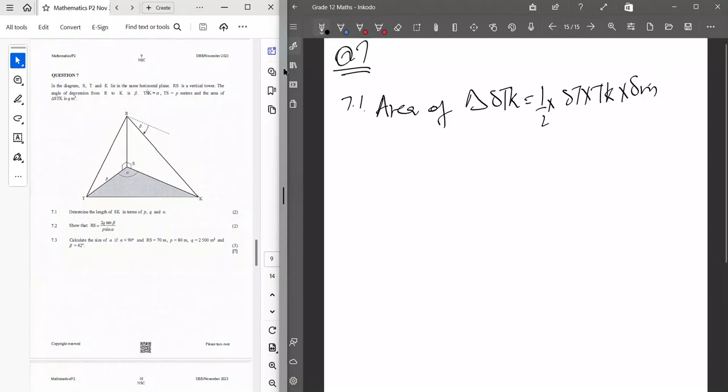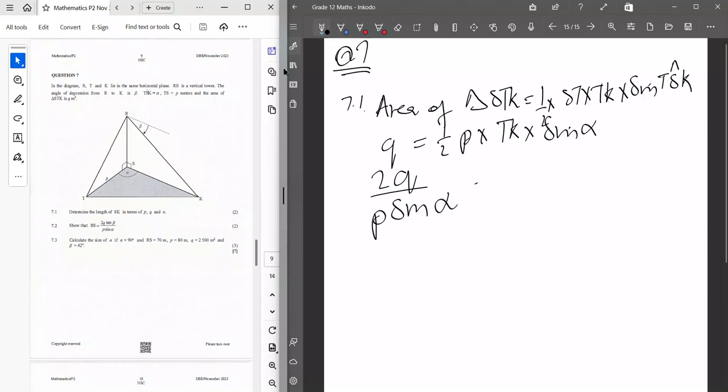Sine angle TSK. So what is the area of triangle STK? They said it is Q square meters. What is side ST? It is P multiplied by TK, which we don't know yet, multiplied by sine alpha, right? It is sine alpha. Therefore, we can say TK is 2Q over P sine alpha.